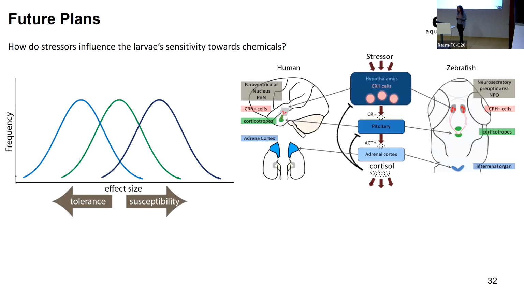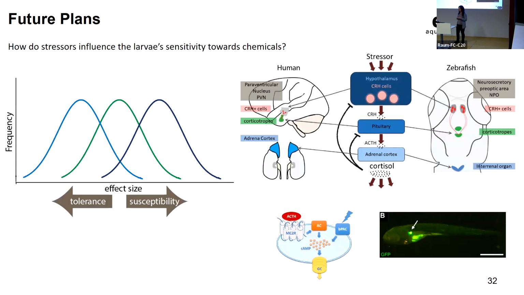So the idea would be, if we can manipulate the release of cortisol, we can simulate such a multiple stressor situation. In the lab where I did my postdoc, we developed a transgenic zebrafish line in which we expressed a photoactivatable enzyme in these steroidogenic interrenal cells. This would allow us to manipulate the cortisol release just by exposing the larva to blue light. So my idea would be in the future to investigate how these different stress levels would influence the larva's susceptibility to chemicals.